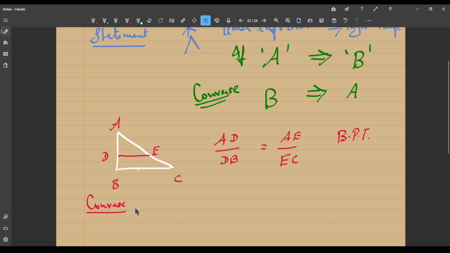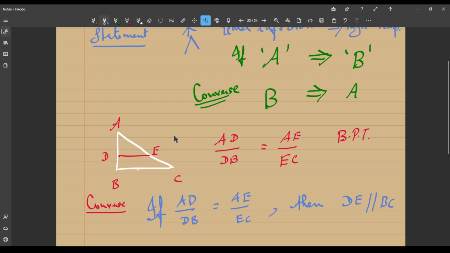Still, if we knew that AD by DB is equal to AE by EC. That is, we were aware of a line DE dividing AB and AC in this ratio. Then, can we say that DE is parallel to BC? So, if AD by DB is equal to AE by EC, then DE is parallel to BC. Can we say this? This is the converse.